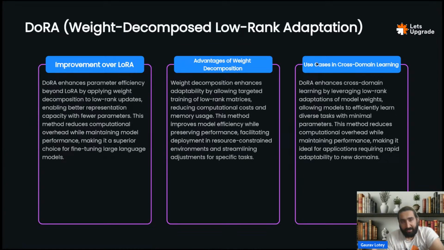Let us talk about a few other techniques. Weight decomposition, also known as DoRA, weight decomposed low rank adaptation. This is one more type of low rank adaptation only. Remember, what does low rank adaptation do? It breaks down the bigger matrix into two small matrices, and then only adapts these two small matrices, and doesn't touch the entire model. It only fits on some layers that we choose.